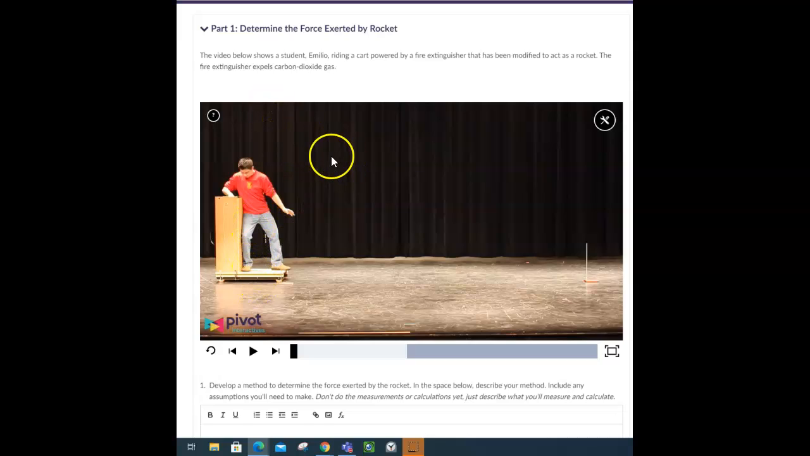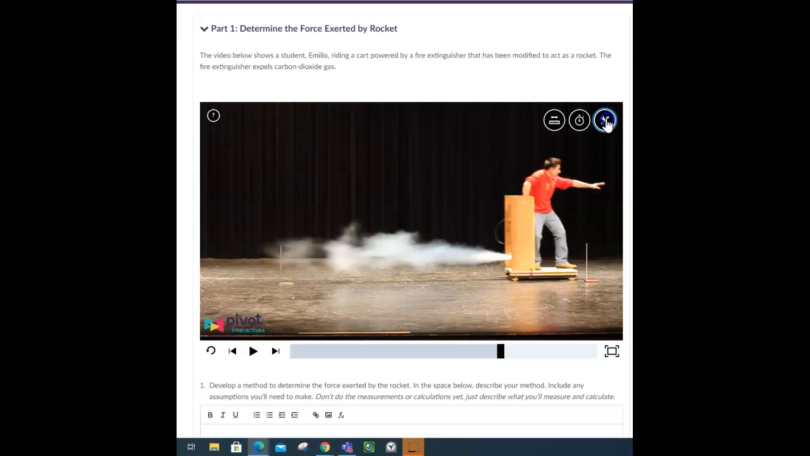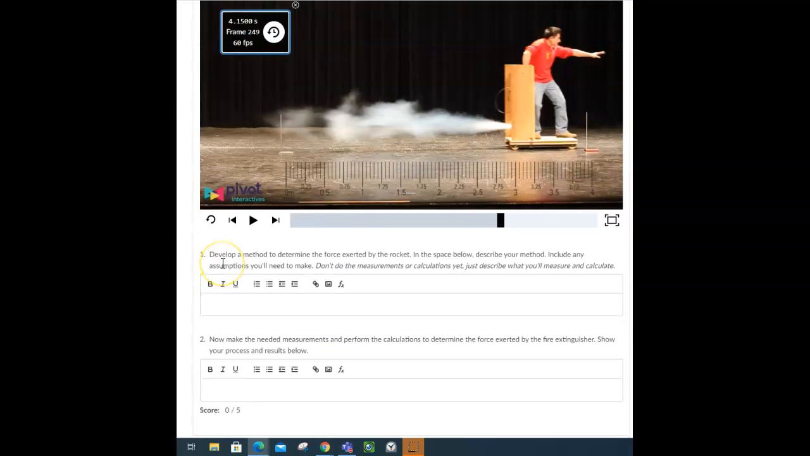So the first thing, well, here's the video, and Emilio zooms across, and your tools are a ruler and a stopwatch. So the first thing you have to do is develop a method to determine the force exerted by the rocket. And in this space you need to describe your method. I am not going to fully answer this question with sentences and stuff like you should. This is not measurements and calculations, but what you should do, and you should include equations that you'll use.